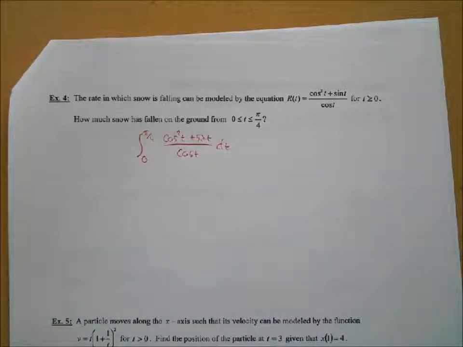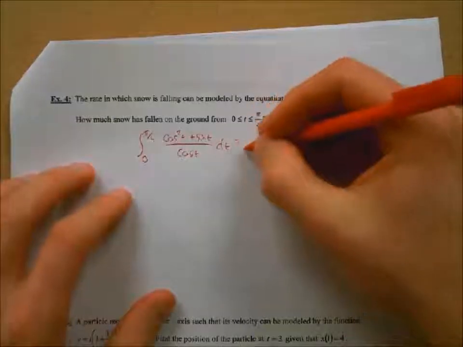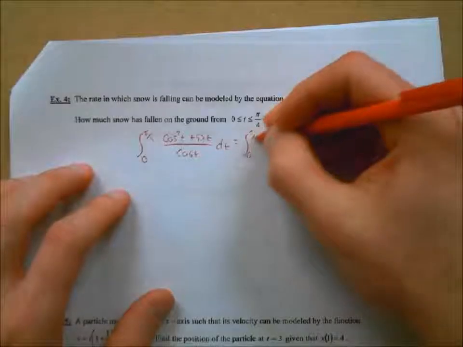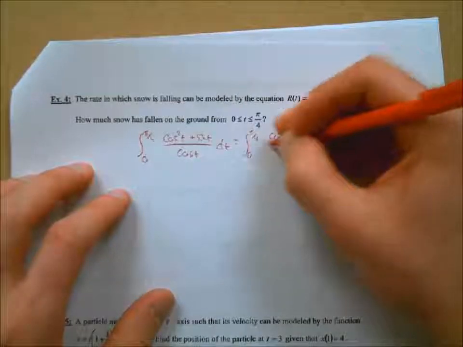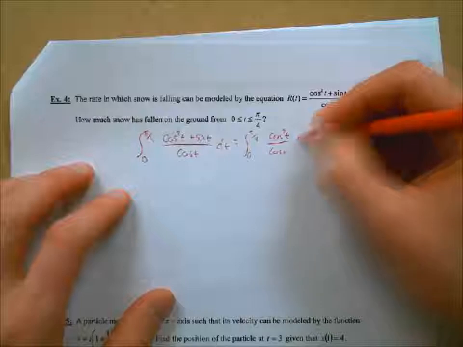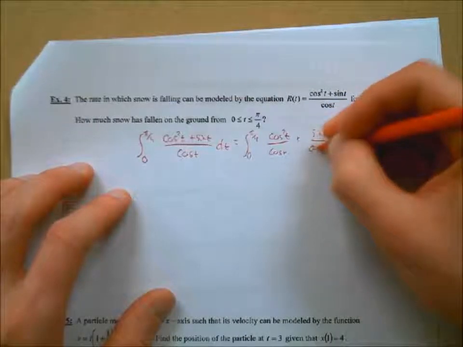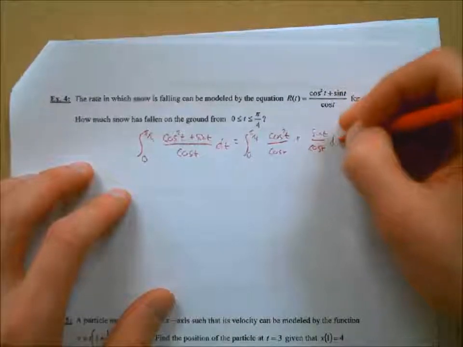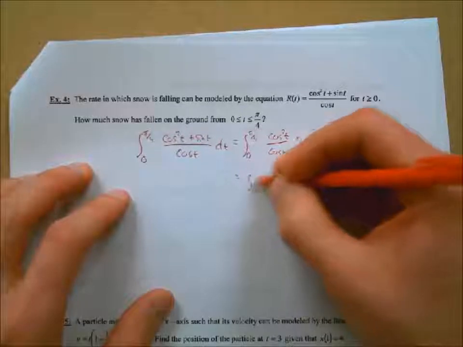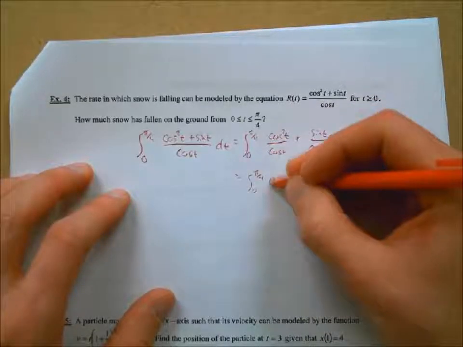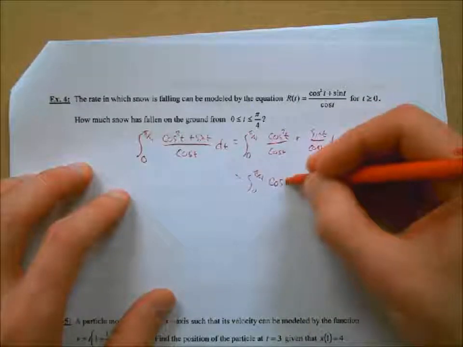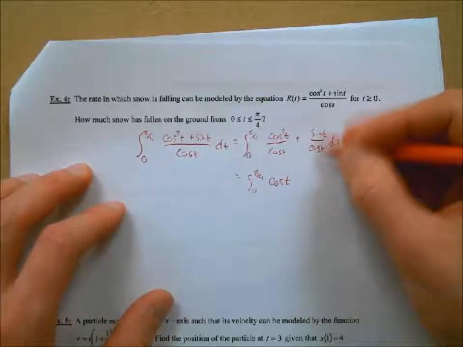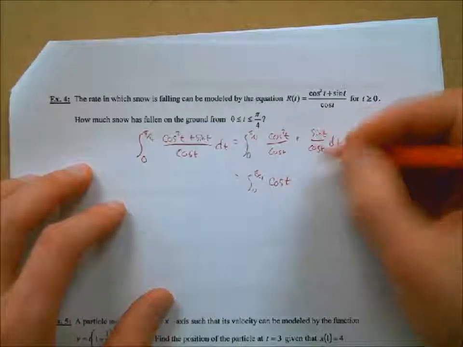Exactly right. So, integral from 0 to pi over 4. Let's try that. So we'll have cosine squared t over cosine t. And again, if I'm writing too many steps for you, feel free to skip more steps than this if you like. So cosine squared over cosine is just cosine. That's nice. And then we still have that sine over cosine, but that's just what? Tangent.